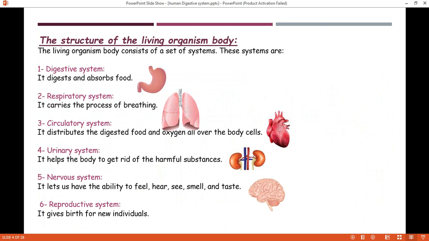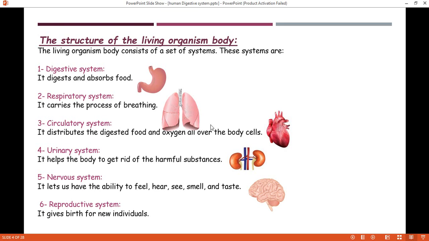As you know, the body consists of many systems. Digestive system and the main organ, stomach. What is the function? Guess. What is the function for the digestive system? It digests and absorbs food. Great. Number 2, respiratory system. We also have to breathe. So what is the system that is responsible for respiration or carries the process of breathing? The respiratory system. The main organs are lungs.